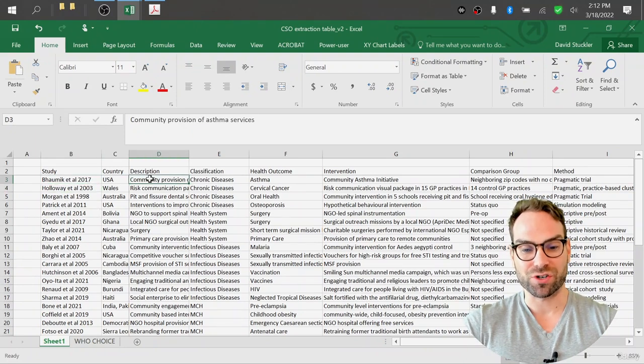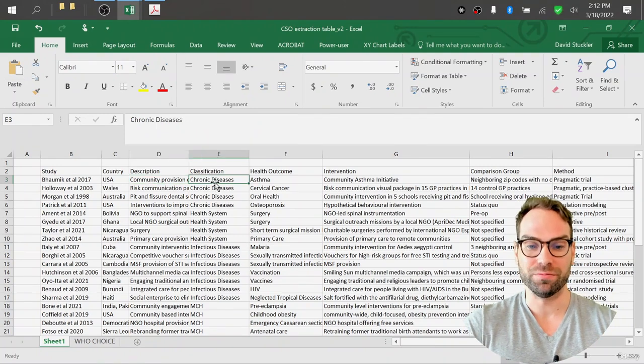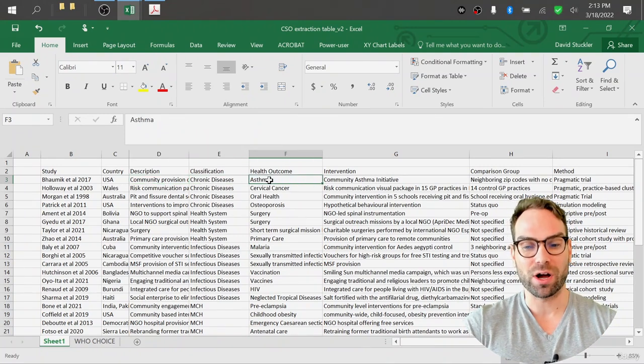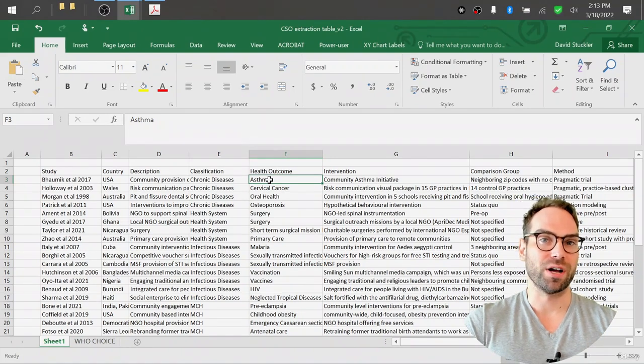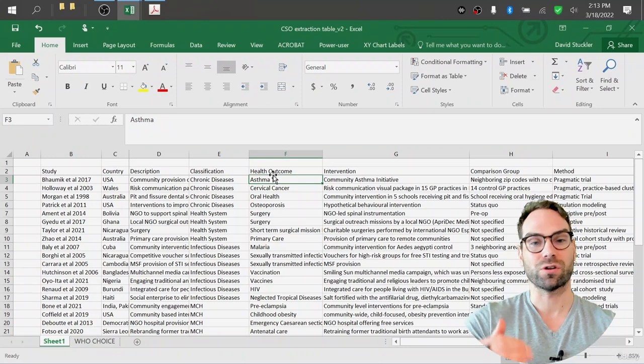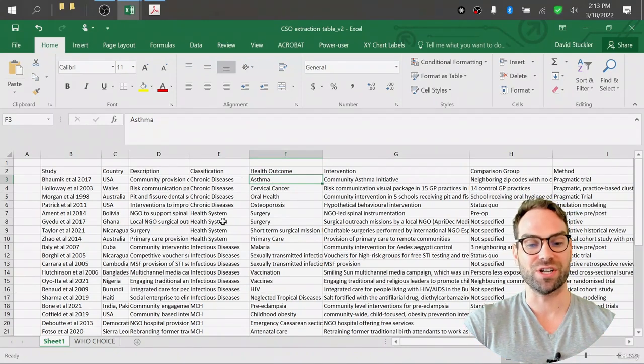So what you can see here is I've organized my study, the country. I put the description first here. This classification column I did later on. The health outcome that they studied was very important, and in my analysis later on, I moved that column around and put it up to the front because I was trying to look for different patterns by chronic diseases, health system, different interventions.